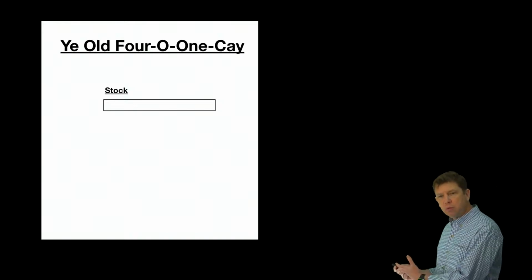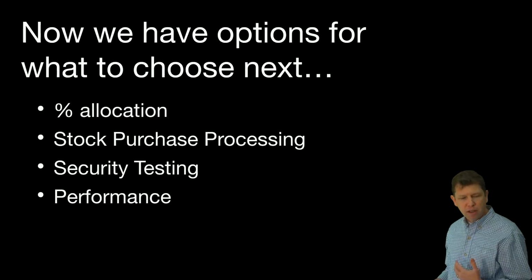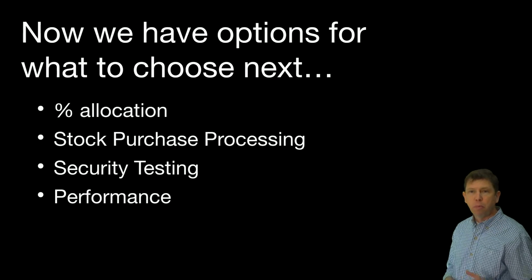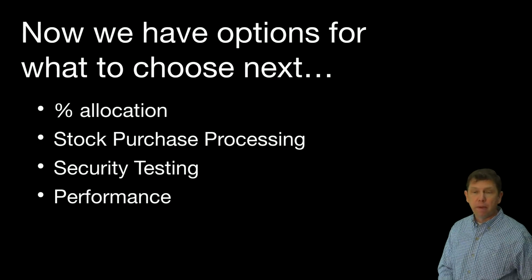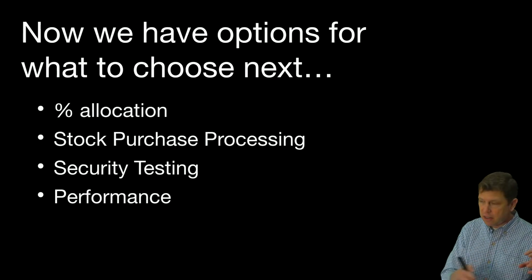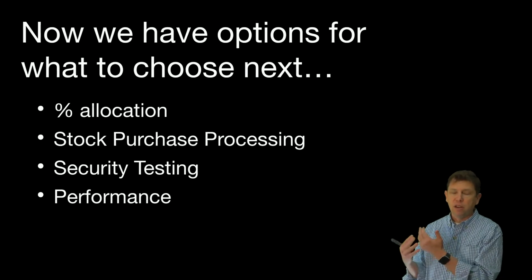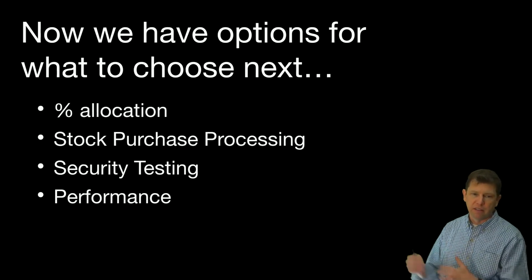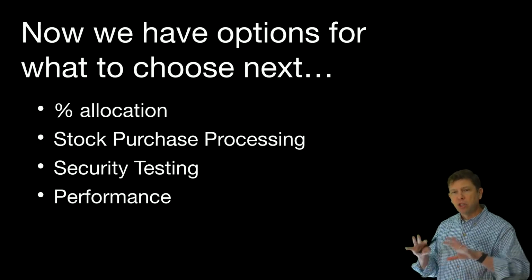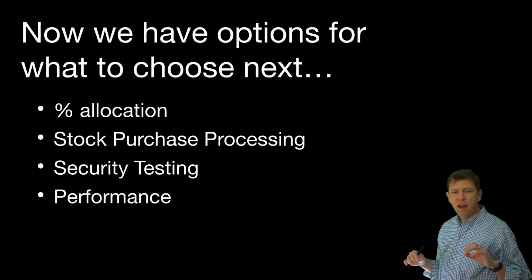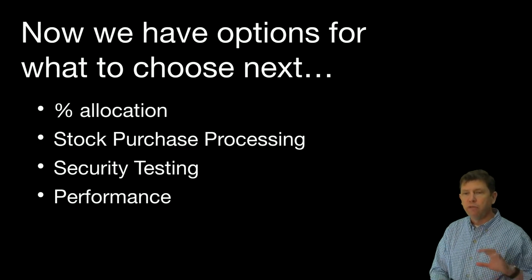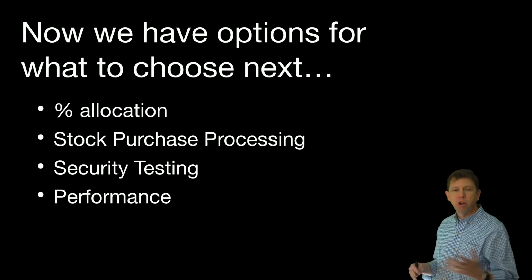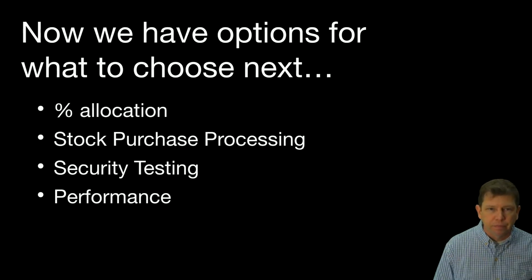And then once we get this working and can get feedback from the users, we can then come back and we've got options for what to choose next. We can do the percent allocation like we looked at earlier, or maybe we say, let's go ahead and take this to the next piece, which is actually interfacing with the order system that handles the stock purchase processing. Or maybe there's some security that needs to be part of this, that we have to go through to verify the person is who they say they are, or whatever that is. Maybe that's the next thing we want to build, or maybe our application doesn't even have a login yet.